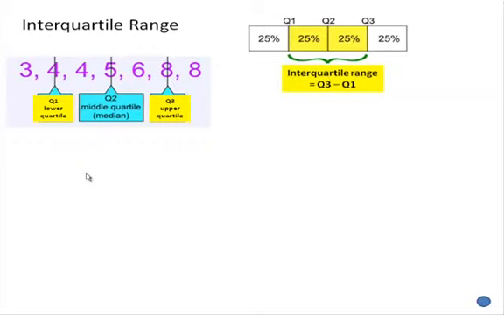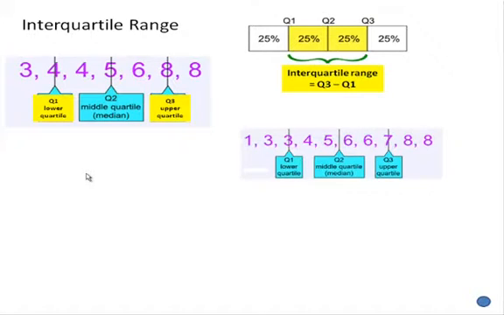So we have our data and it's divided into 4 equal sections. The interquartile range is the range from quartile 1 to quartile 3. Before we move on, just a word of caution.